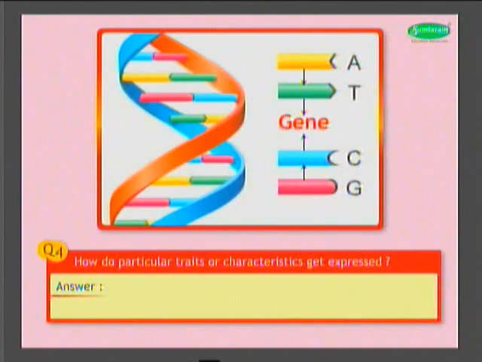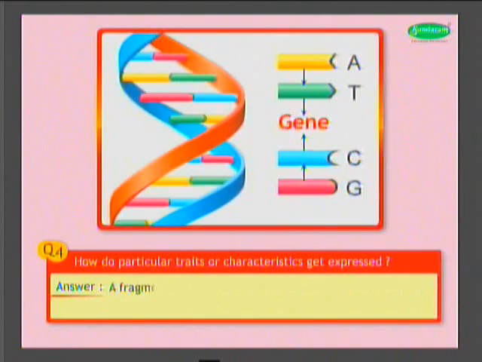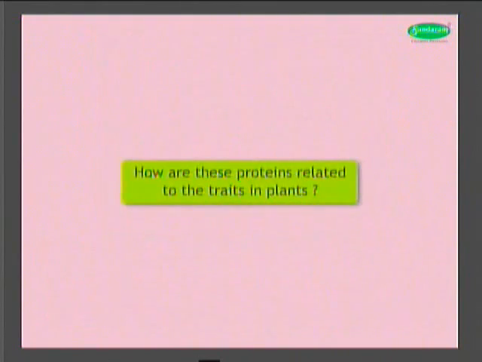How does it function? We are all aware of the fact that cellular DNA is the source of information for synthesizing proteins in the cell. A fragment of DNA that provides complete information about one protein is referred to as the gene for that protein. How are these proteins related to the traits in plants?